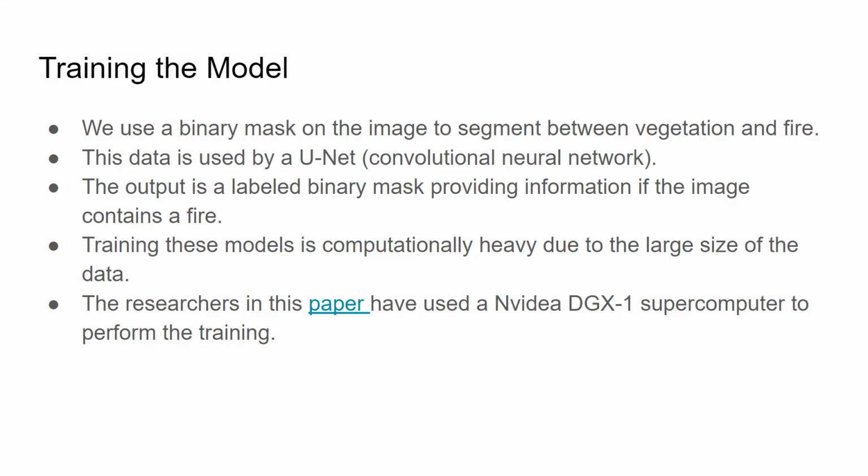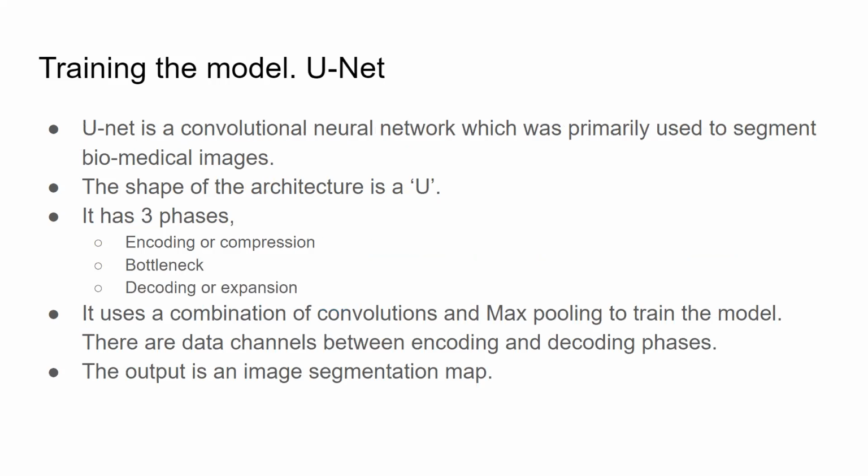These training actions are actually computationally very heavy. The research paper this presentation is based on, the researchers have used an NVIDIA DGX1 supercomputer to do the training. The architecture of UNet is shaped like a U, and hence the name UNet. It has 3 phases. One is encoding, also called compression, then bottleneck, and decoding or expansion.